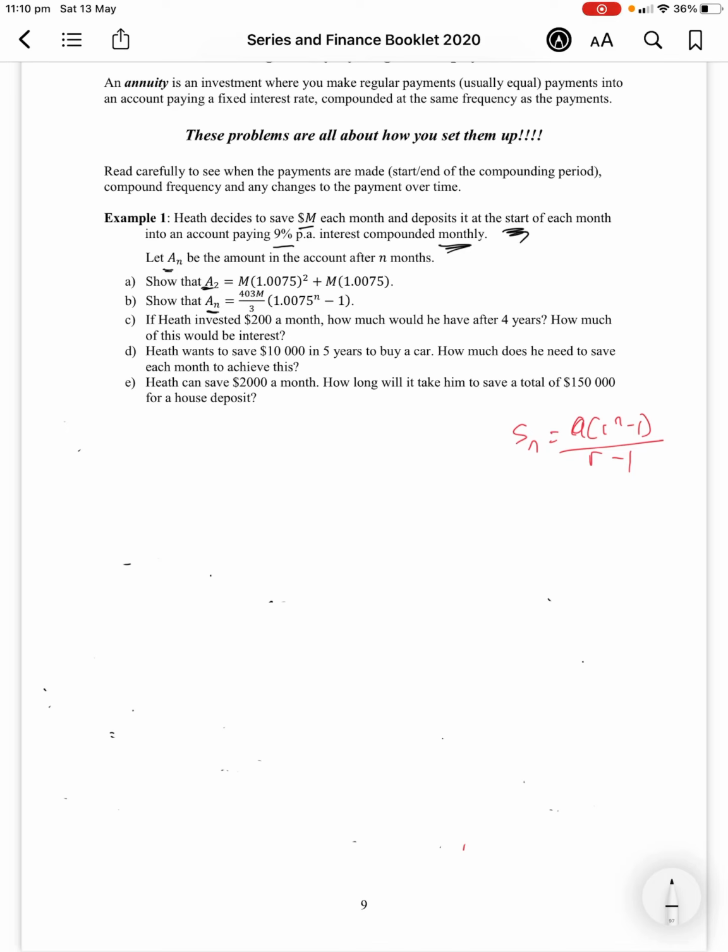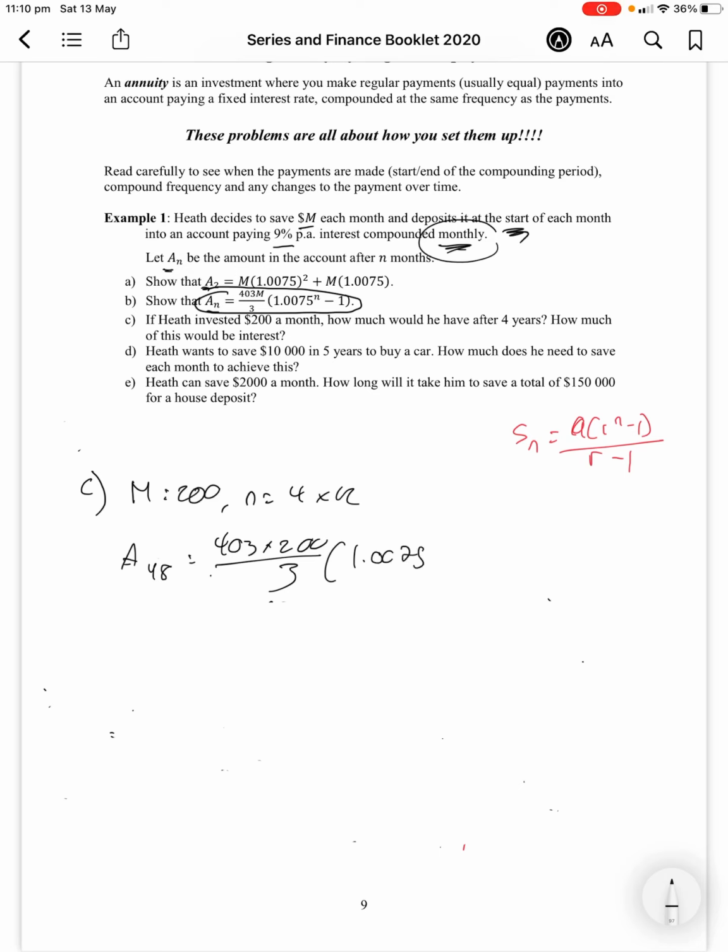So if you're not sure, follow this example by looking at another one. If Heath invested $200 a month, how much would he have in 4 years? So M is 200 and N is 4 times 12, because remember, this whole thing is monthly. That's a really big part about it. So we sub in 48 into n, so we have 403 times 200 over 3. We're going to use this series here because that's what we ended up reaching. We have 1.0075 to the 48.